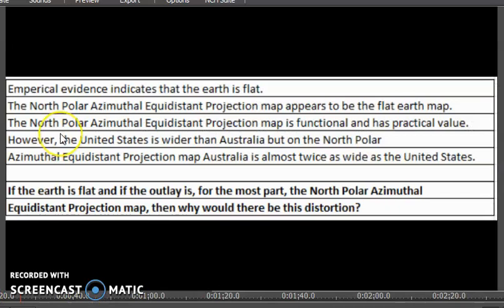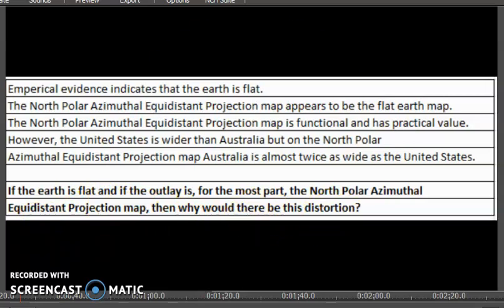So here's what we have. Empirical evidence indicates that the Earth is flat. The azimuthal map appears to be the flat Earth map. The azimuthal map is functional and has practical value. However, the United States is wider than Australia, but on the azimuthal map, Australia is almost twice as wide as the United States. So if the Earth is flat, and if the layout is, for the most part, the North Polar azimuthal equidistant projection map, then why would there be this distortion?